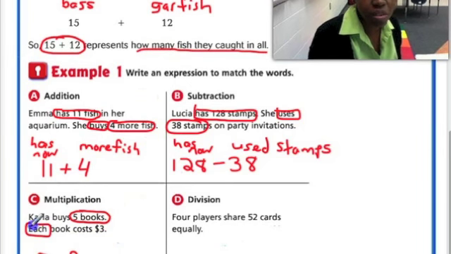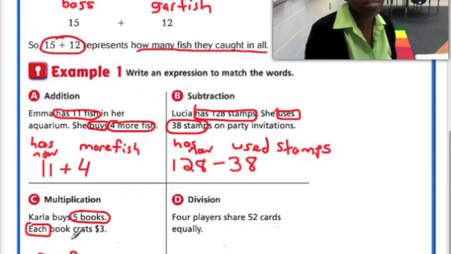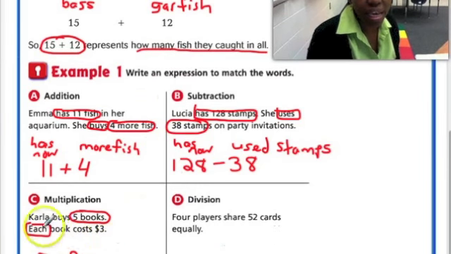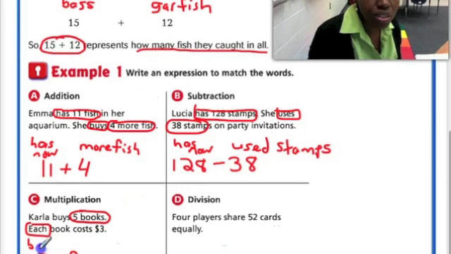So I'm looking at each book. I have to be careful with the word each, because each does not always mean multiplication. I have to look at the problem and what it's asking. Okay, each book costs $3. So 5 represents the books she buys. That's what the 5 represents.